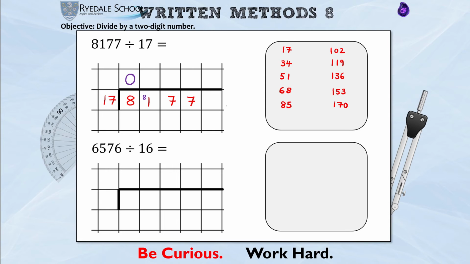Now, 17's into 81. I can't get as far as 85. So it must be 68. 4 17s. But the remainder is now getting quite large. What is the remainder if I've used 68 of 81? The remainder is 13. So sometimes here you might be carrying now a 2-digit number. So this now reads 137.